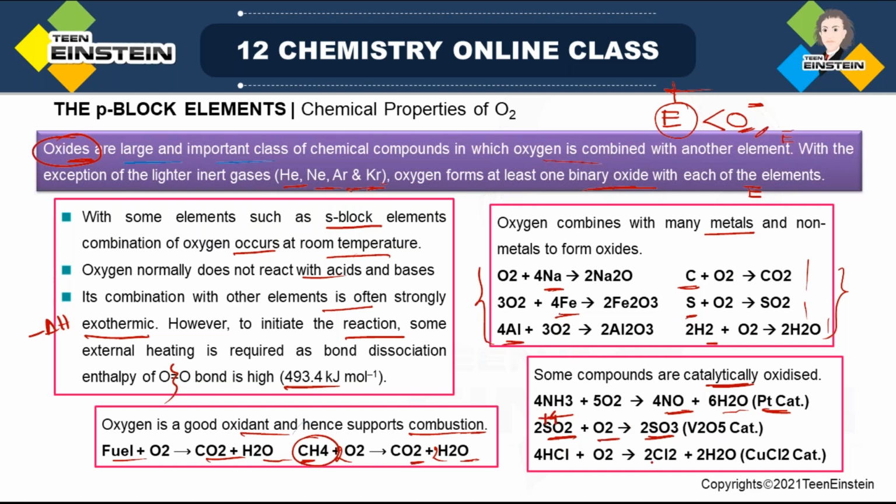The oxidation state of sulfur is +4 before the reaction and +6 after the reaction. So it is obviously a loss of electrons, and sulfur is oxidized. But what catalyst have we taken? V2O5, vanadium pentoxide. And in the reaction with HCl, we are providing the catalyst copper chloride, and we are getting chlorine. From -1 charge in HCl, as chloride carrying -1 charge, it now has 0. That means loss of electrons.